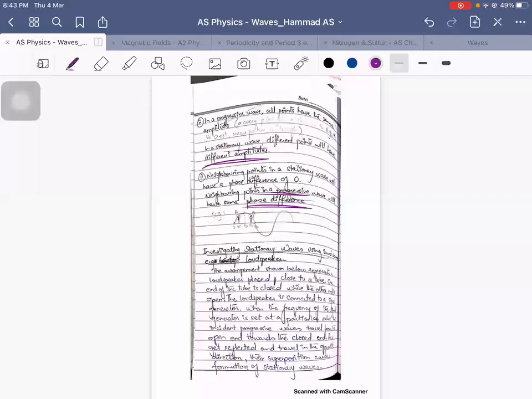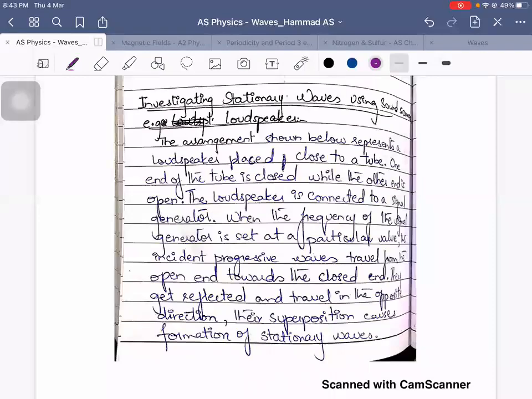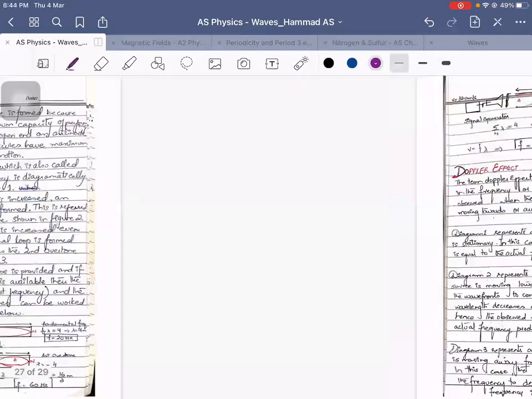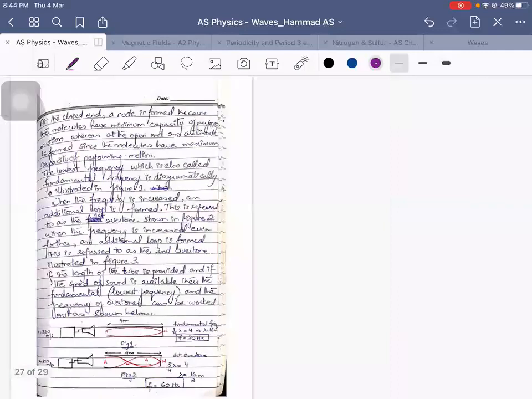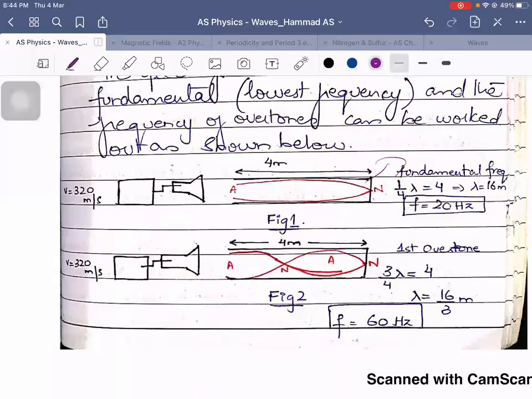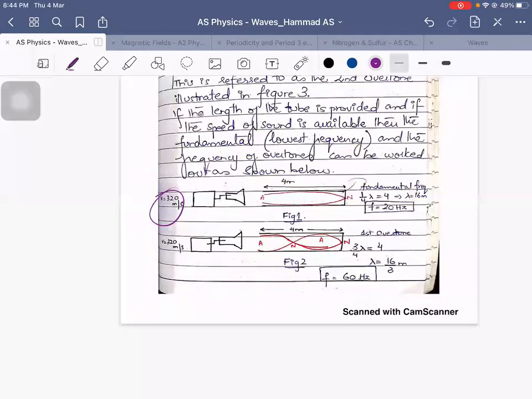Moving forward, investigating waves using some sound, let's say using a loudspeaker. The arrangement shown below represents a loudspeaker, somewhat like this. This is the arrangement, right? This is a closed tube, right? The velocity of the sound is provided to you, and you need to understand that one end of the tube is closed while the other end is open.